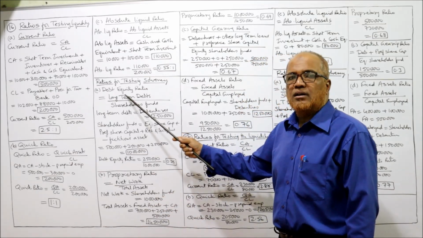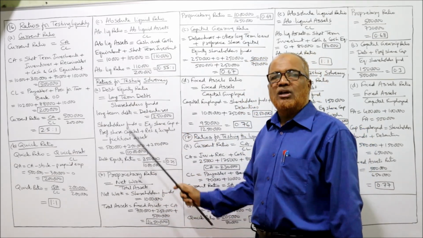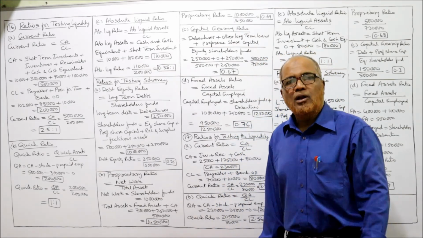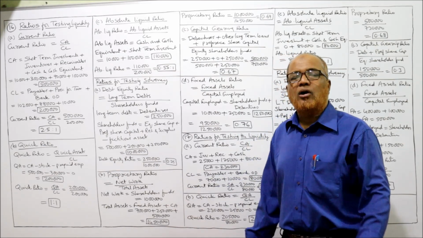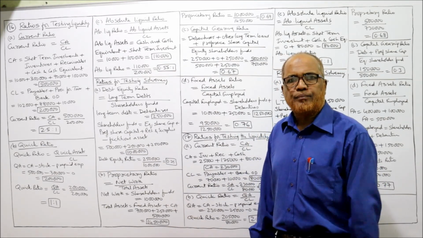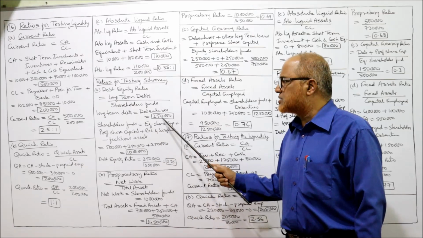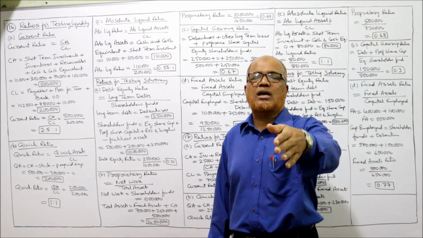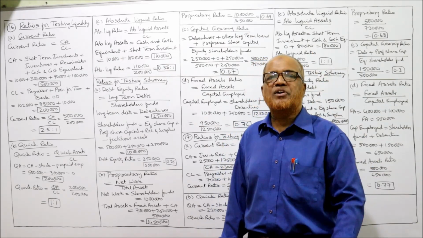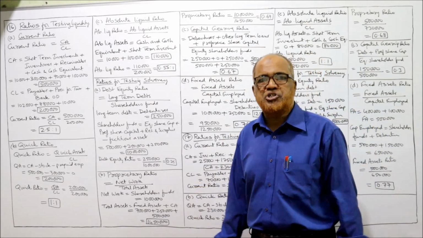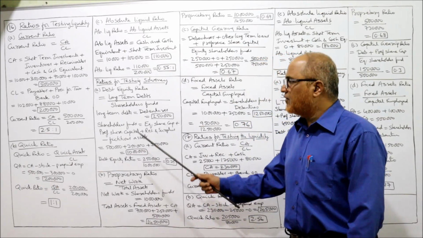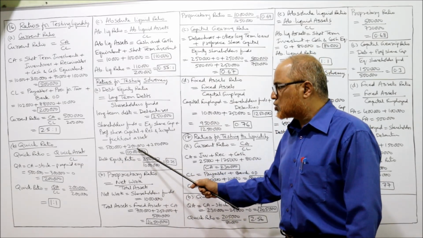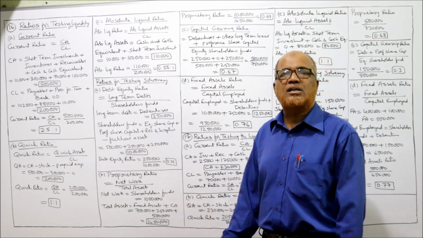So the first solvency ratio is the debt equity ratio. The formula is long-term debt divided by shareholders fund. In our problem, the only long-term debt is debentures, 2,50,000. Shareholders funds include equity share capital, preference share capital, reserves and surplus, minus fictitious asset. We don't have any fictitious asset, so 5 lakh plus 2,50,000 plus 2,50,000, 10 lakh rupees, is the shareholders fund.